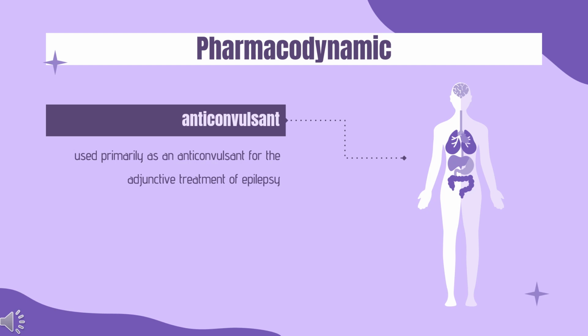Pharmacodynamics. Tiagabine is used primarily as an anticonvulsant for the adjunctive treatment of epilepsy. The precise mechanism by which Tiagabine exerts its anti-seizure effect is unknown, although it is believed to be related to its ability to enhance the activity of gamma-aminobutyric acid, GABA, the main inhibitory neurotransmitter in the central nervous system. Tiagabine binds to recognition sites associated with the GABA uptake carrier. It is thought that, by this action, Tiagabine blocks GABA uptake into presynaptic neurons, permitting more GABA to be available for receptor binding on the surfaces of postsynaptic cells.